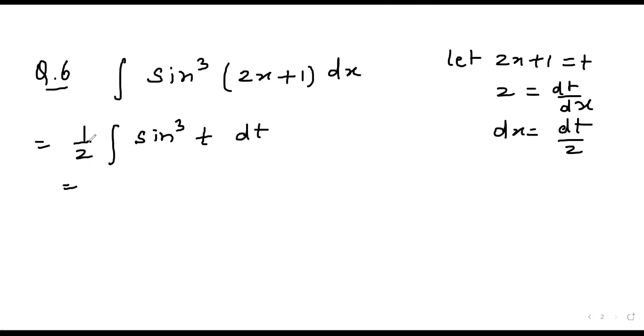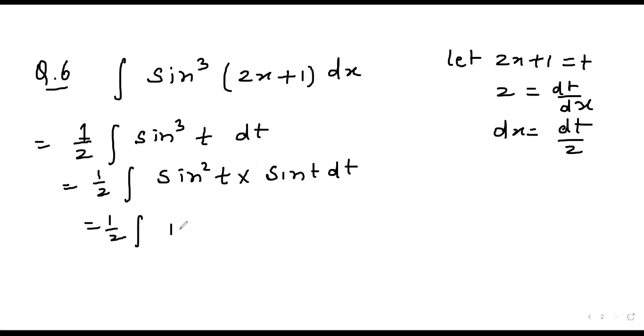Now this is odd power. Odd power must be converted to odd times even. So 1 by 2 integration sine square t times sine t dt, and we further write it as 1 minus cos square t into sine t dt.